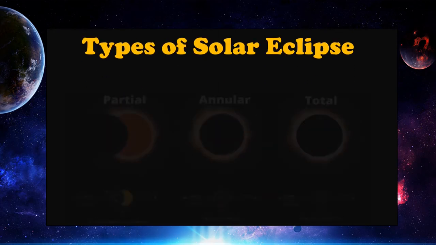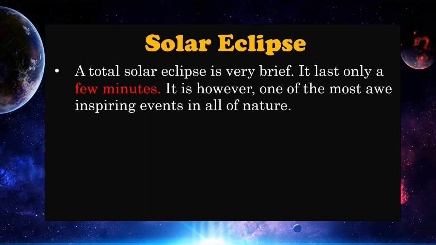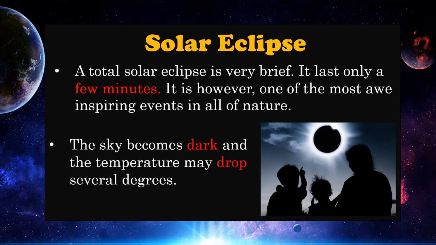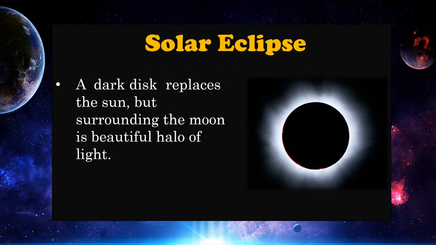Different types of solar eclipse. Partial solar eclipse, annular solar eclipse, and total solar eclipse. Total solar eclipse is very brief. It lasts only a few minutes. It is, however, one of the most awe-inspiring events in all of nature. The sky becomes dark and the temperature may drop several degrees. A dark disk replaces the sun, but surrounding the moon is a beautiful halo of light.